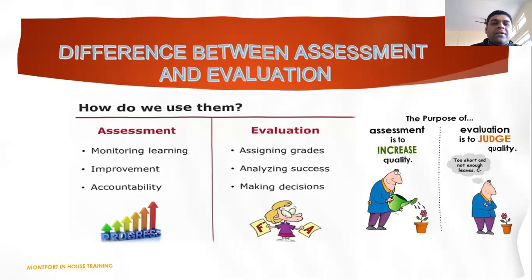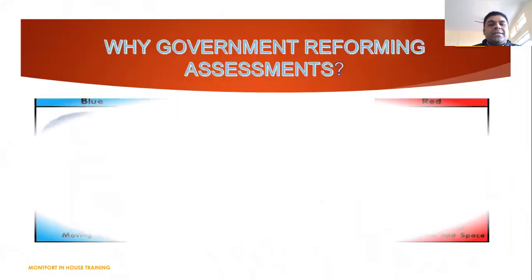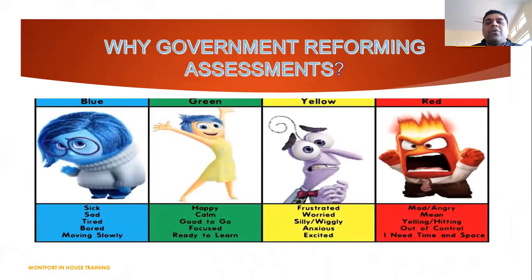Okay, next is, why is the government reforming assessment? This is a big question. Now, here I have four colors: blue, green, yellow, red. So, according to you, right now, which color are students in? Yes, please use the chat box for your answer. Okay, mostly you will say yellow or red. Exactly. That's why I'm saying, because we are not assessing.